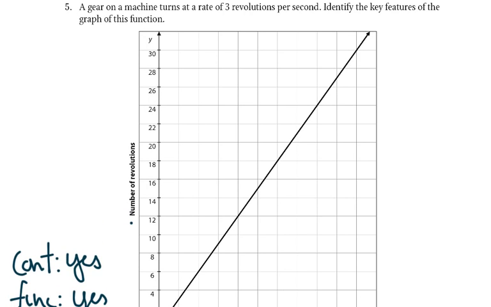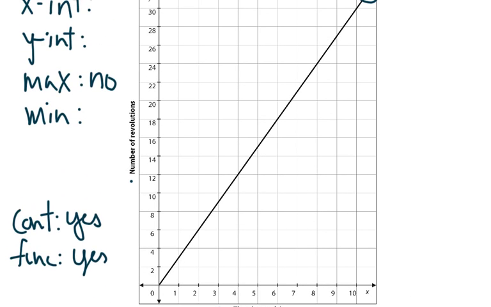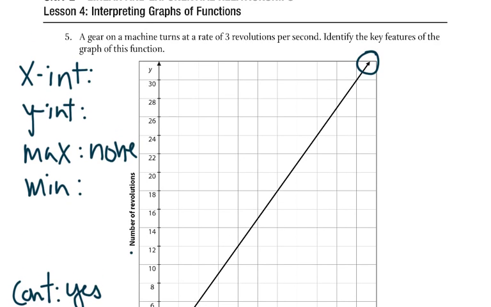Now, what's our x-intercept, our y-intercept, and our maximum and minimum? Well, first of all, this arrow tells us it's never going to stop going up, so we have no maximum. A minimum, we do have a starting point, which happens to be the point where it crosses the x- and the y-axis. So for all three of these, it's 0, 0. When it starts is the only time it touches the x- and y-intercept.